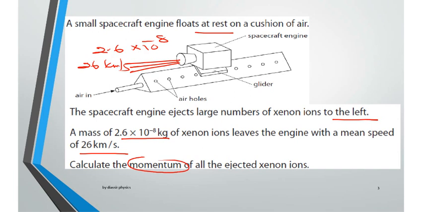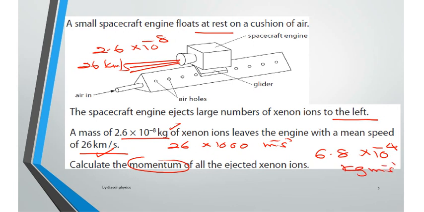So what we have to do is multiply the mass by the velocity. You have to make sure that it is in meters per second, so 26 kilometers per second must be multiplied by 1000 to make it meters per second. So you get the answer as 6.8 x 10^-4 kg m s^-1, and that is to the left.